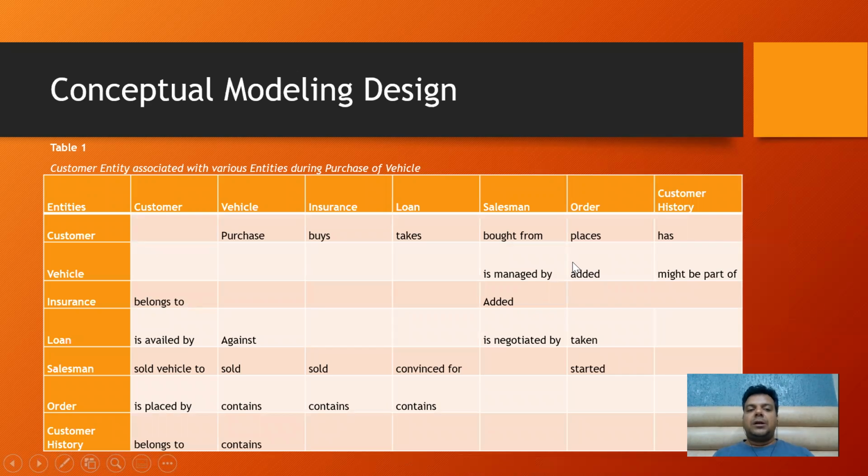But before that, to identify the relationships, there is a way of identifying them by creating a table with all the entities mentioned in the rows and columns in table one, and then identifying all the relationships. For example, a customer purchases a vehicle, and there is no relationship between a customer and a customer, but insurance can belong to a customer. Similarly, all these relationships are identified using this table format structure.